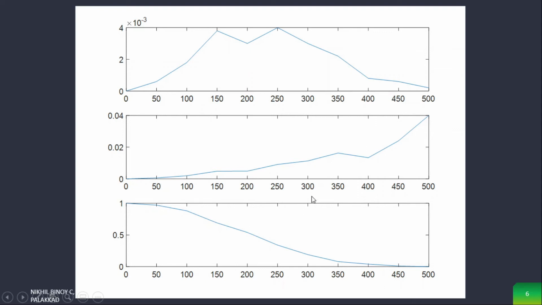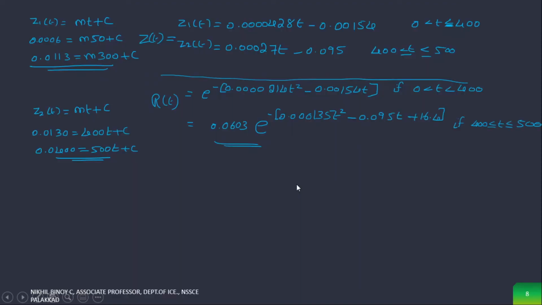So before that, what is reliability corresponding to 50 and 300? First, we can check that. Or reliability corresponding to some intermediate value. Actually we model this one by using 50 and 300, so it will give exact value. So use 100 and 250. So this one is a model. If it is 100 and 250, we have first equation.